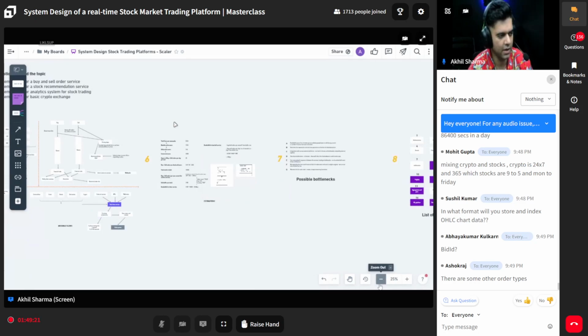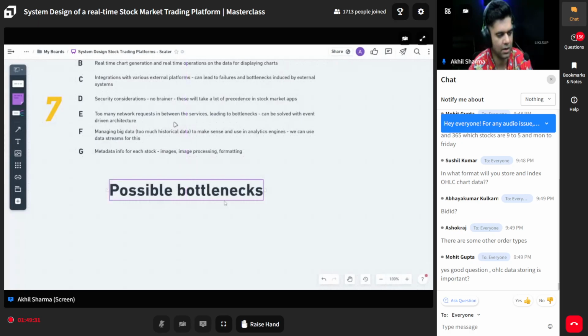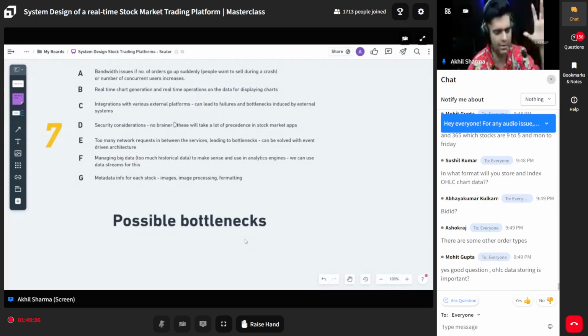You've done the invisible flows, visible flows, and the estimations. Now, after the estimations, this is something that you can talk about. You can talk about the possible bottlenecks. This is, again, something that you talk about. If you are a pro at system design, this is something that you would definitely want to talk about.